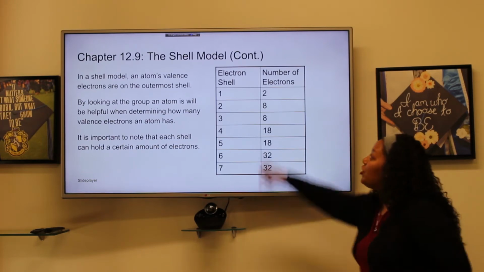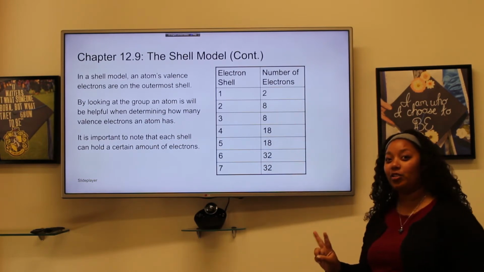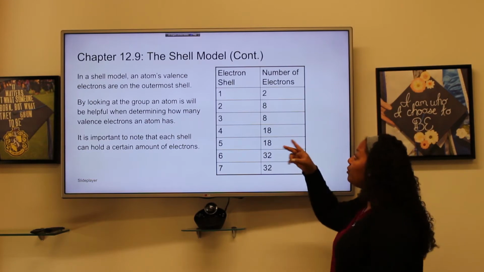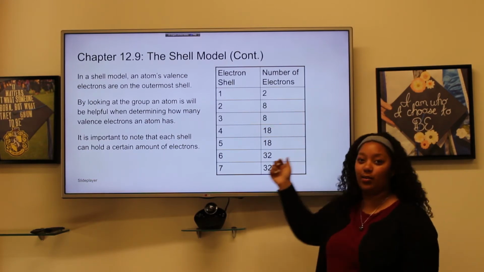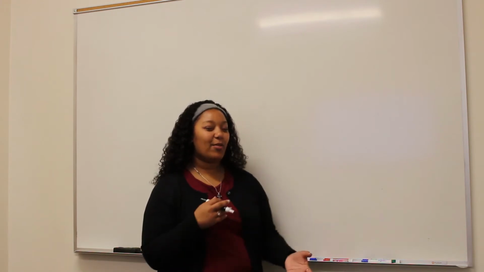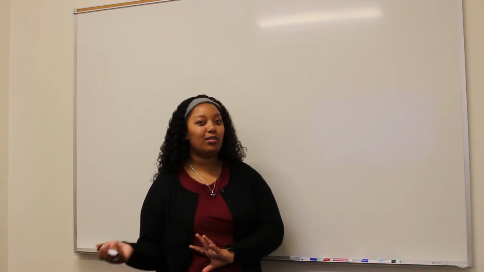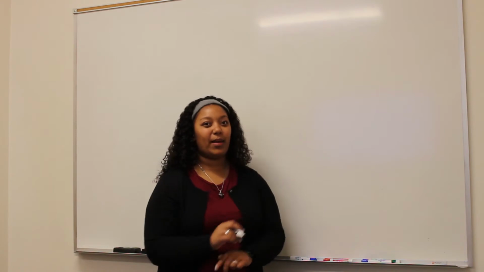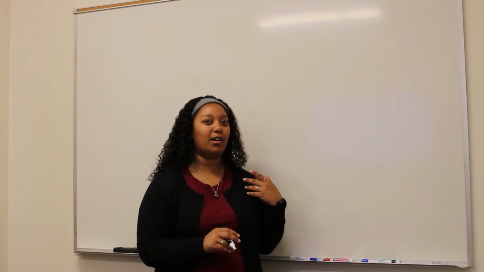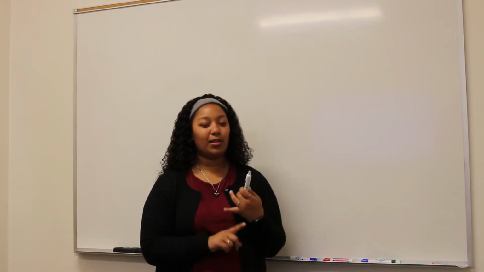For example, shell 1 maxes out at 2 electrons, and shell 2 can hold up to 8, as well as shell 3. Now I'm going to show you how atoms bond together. Typically when atoms bond together, they form molecules, and so the molecule we are going to make is water, which is simply H2O, and therefore it has 2 hydrogen atoms and 1 oxygen atom.